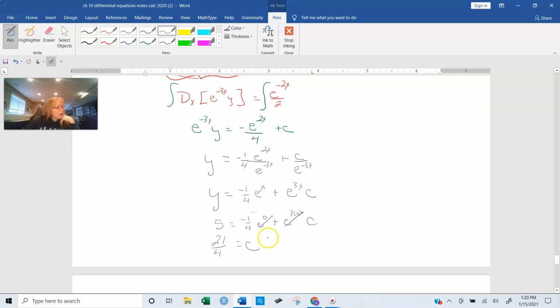So now we rewrite our equation, and we should get, so you're going to rewrite this one right here. So we get y equals, actually this one would be easier. y equals negative 1/4 e to the x plus 21 e to the 3x, so that's your numerator, all over 4. And that's it. I hope you did well.